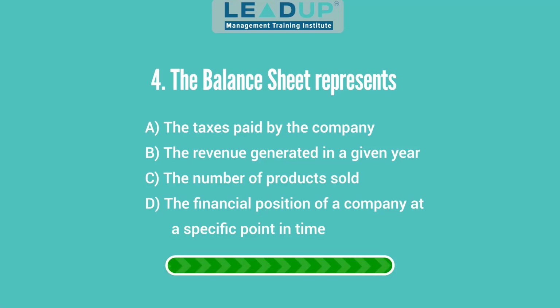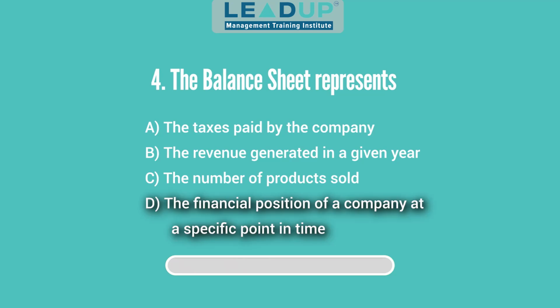Question 4. The balance sheet represents A. The taxes paid by the company. B. The revenue generated in a given year. C. The number of products sold. And D. The financial position of a company at a specific point in time. Answer: the financial position of a company at a specific point in time.